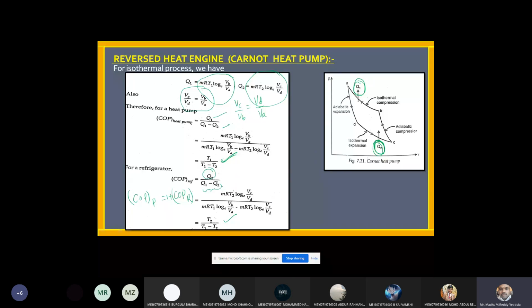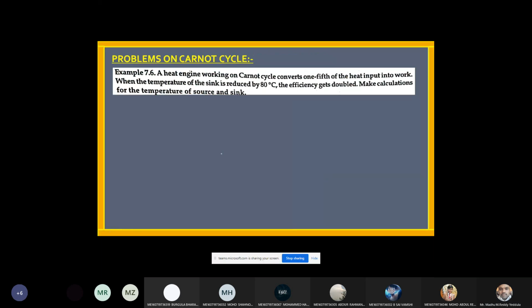If you add 1 to the refrigerator COP, what will you get? Q1 by Q1 minus Q2, which is the COP of the pump. So COP of pump is equal to 1 plus COP of refrigerator. Okay, right. Now, is it clear? Just by reversing the processes in the heat engine, you will get either a heat pump or a refrigerator. So the working will remain the same, only the desired effect will change.